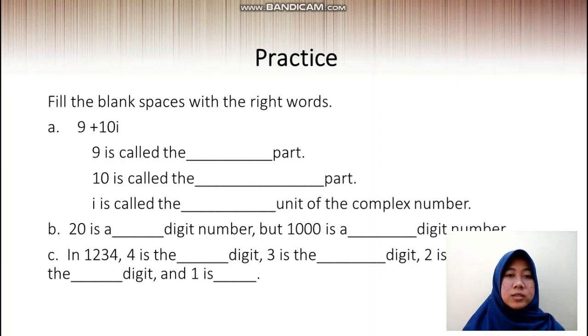Okay, I will explain the answer. For point A, 9 plus 10i. 9 is called the real part, 10 is called the imaginary part, and i is called the imaginary unit of the complex number. And for point B, 20 is a 2-digit number, but 1000 is a 4-digit number. And the last is C. In 1234, 4 is the units digit, 3 is the tens digit, 2 is the hundreds digit, and 1 is thousands.